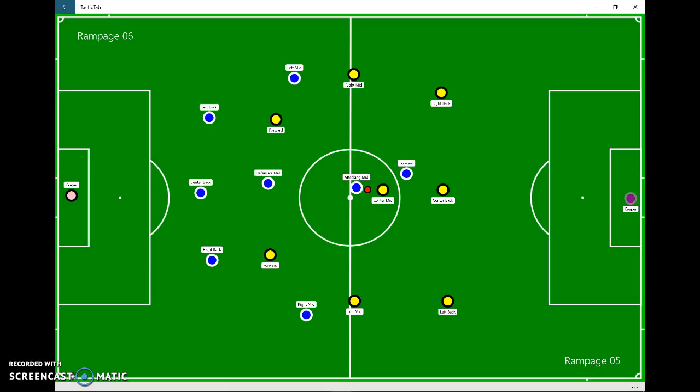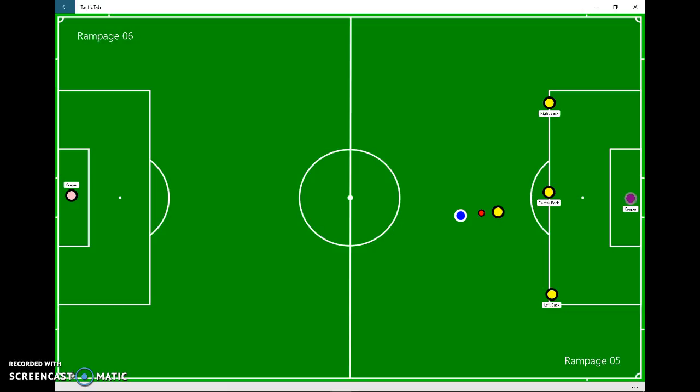Again, same problem. If you have one person playing back, that creates lots of space to work with and run into, which is why we have to operate as a unit and work in one nice straight up and down line.